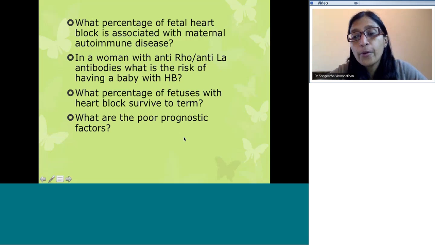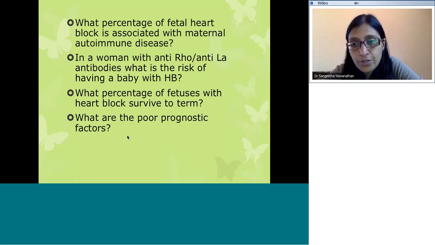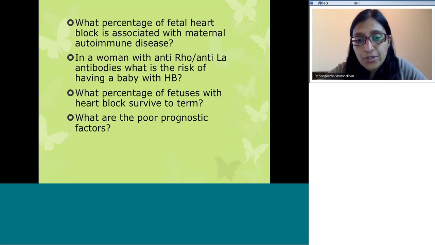So what are the poor prognostic factors? Any ideas? We already mentioned one now. Yeah, hydrops is one, presence of hydrops. Associated CHD, okay? So structurally normal heart with complete heart block has a much better outlook. If you have a CHD with complete heart block, it's a poorer prognostic feature. And of course, if the heart block is evident at a much earlier fetal age.